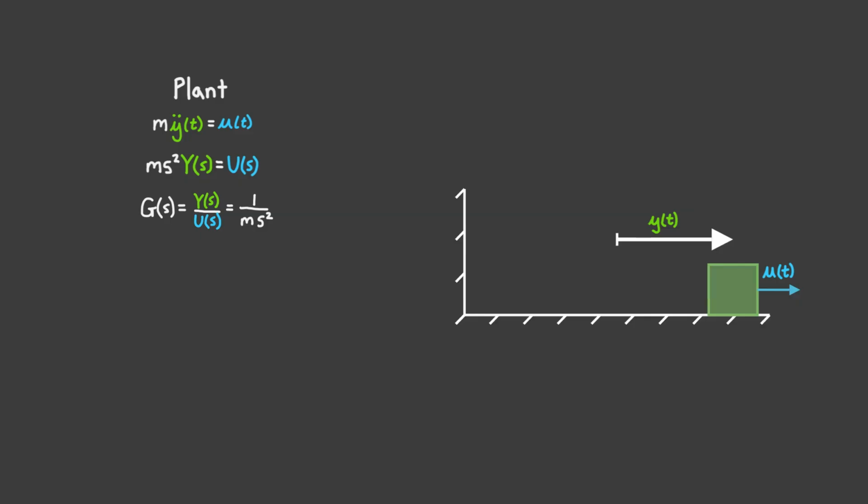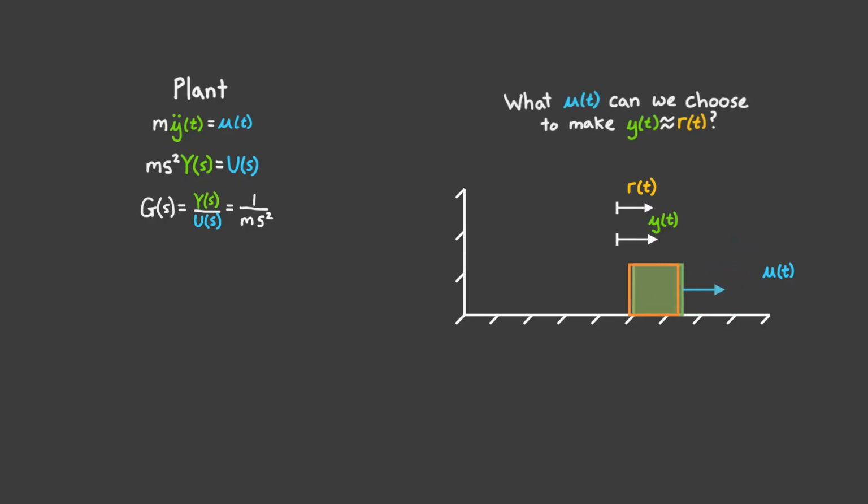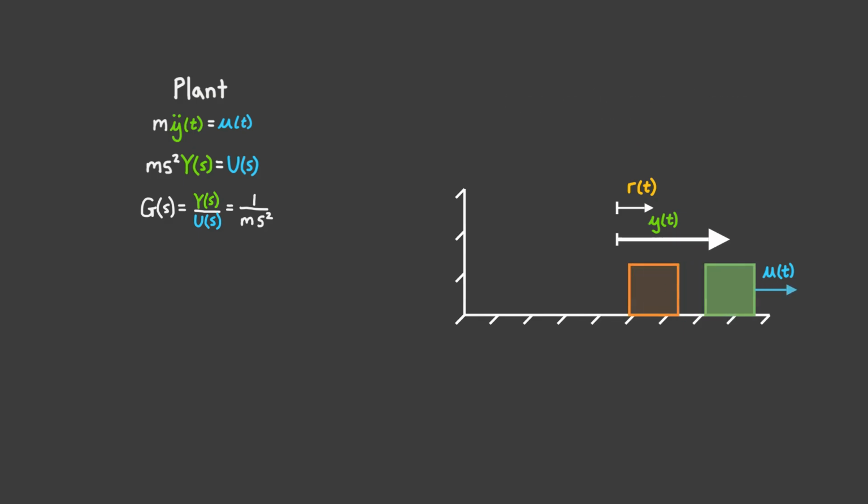And now let's say we want this mass to follow a reference, which I'm going to visualize as this shaded mass with displacement r of t. What possible control law, u of t, could we choose to match this reference? Take a moment to think of one. Perhaps you think u of t should be proportional to the error, where this p here is a constant called the proportional, or P gain.